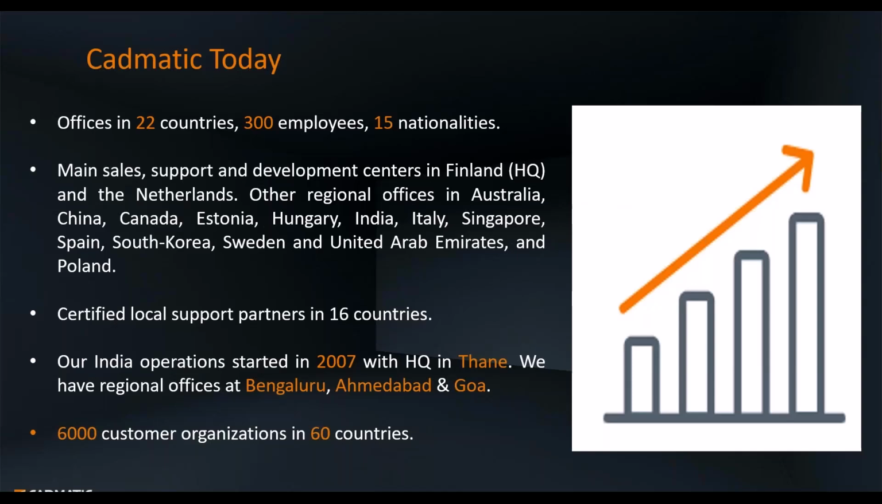So CADMATIC as of today has a global presence in 22 countries with 300 plus employees and 15 nationalities. CADMATIC is a Finland-based company incorporated in 1980. We have our headquarters in Finland and Netherlands. We have regional offices in Australia, China, Estonia, Hungary, India, Italy, Russia, Singapore, Spain, Sweden, and UAE. In addition to our regional offices, we have local support partners in 15 countries.